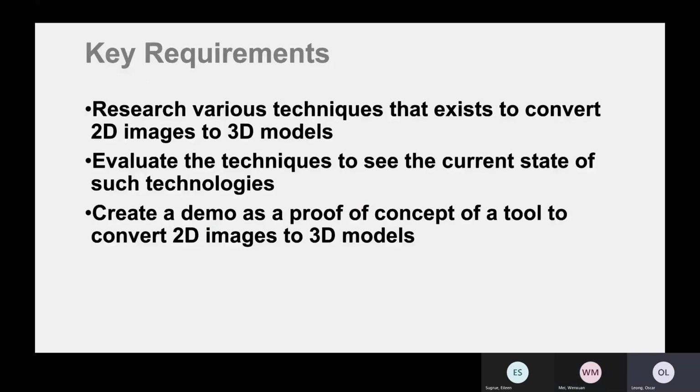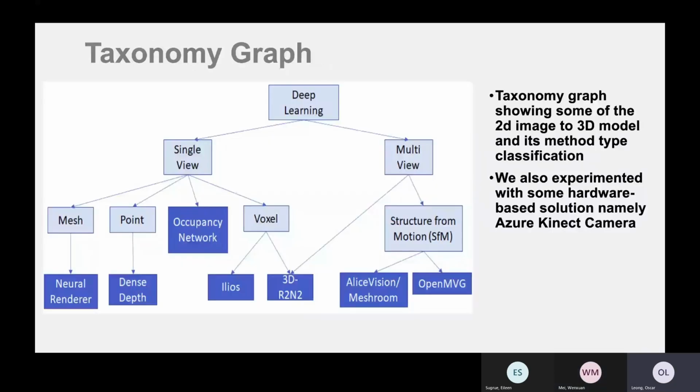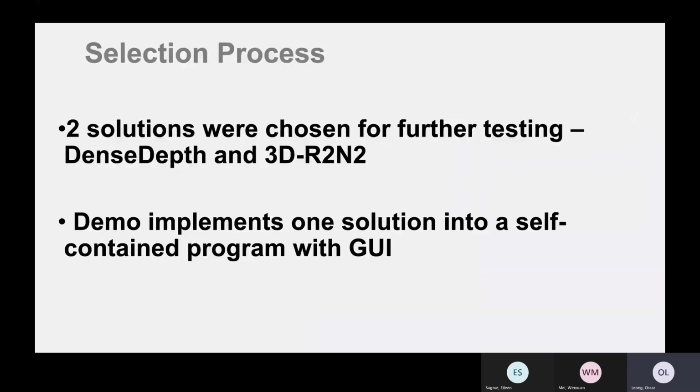We researched 7 deep learning solutions that use various techniques to convert 2D images to 3D models. We also had a hardware-based solution that involved using a LiDAR sensor on the Azure Kinect camera. We chose 2 techniques, DenseDep and 3D R2N2, to further test and evaluate.